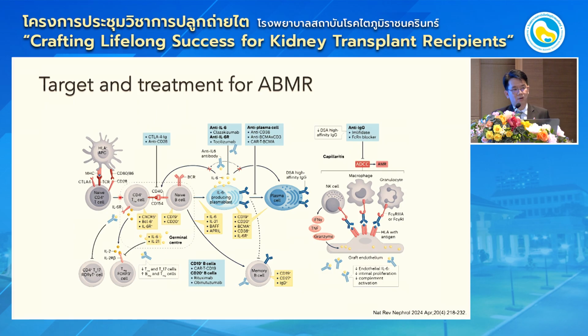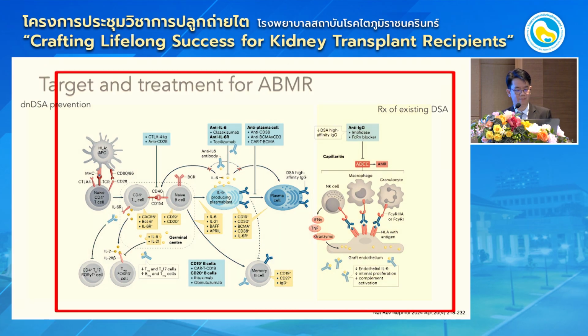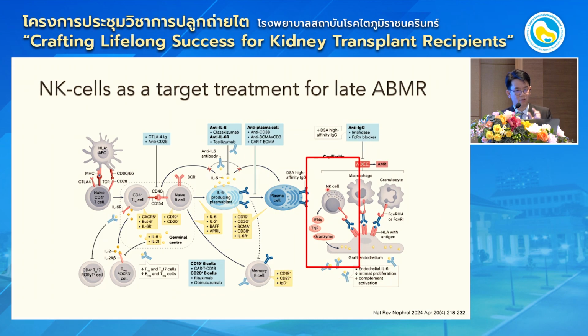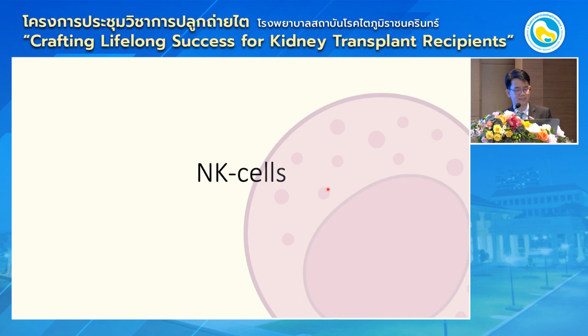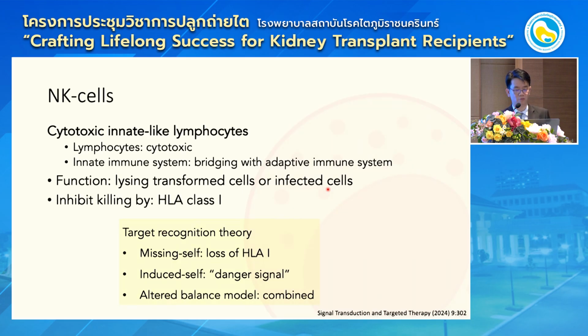This review focuses on the new treatments for ABMR that mainly target B cells, plasma cells, and antibody. In this first half, the treatment focuses on DSA prevention, and in this second half, on the DSA that has already developed in the patient. And in this small box, I will focus on the NK cell. The NK cell is a lymphocyte that is cytotoxic but innate-like. You can find NK cells anywhere: in the peripheral blood smear, in tissue, in lymph nodes.